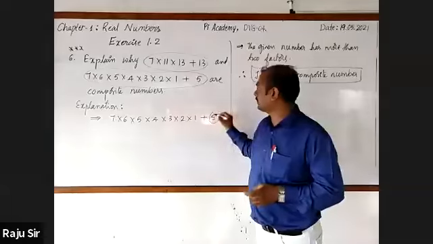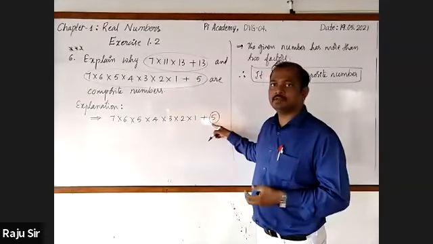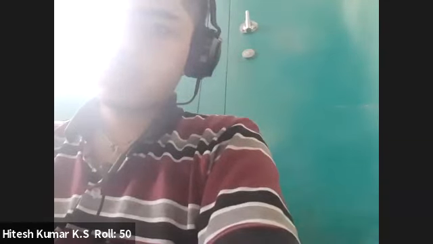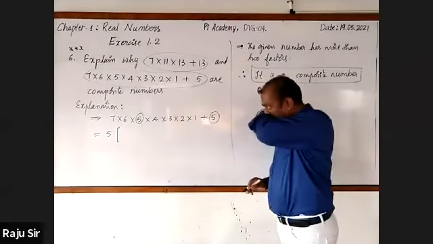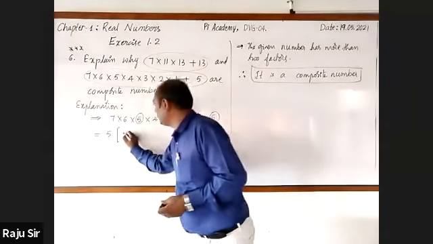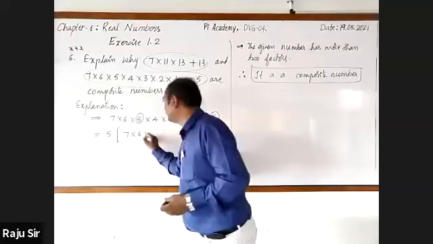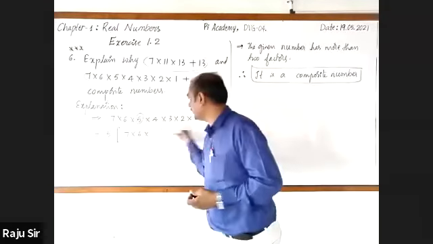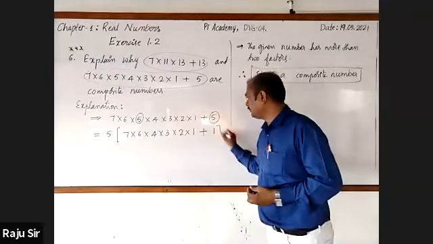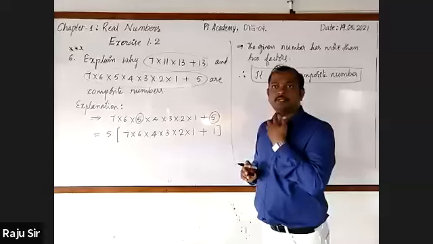In those 2 terms, what is the common factor? 5 is the common factor. So let me take 5 as common factor. Then write the remaining: 7 into 6 into 5 is taken as common factor, write the remaining term 4 into 3 into 2 into 1, plus 5 ones are 5. Hope you have written the same.